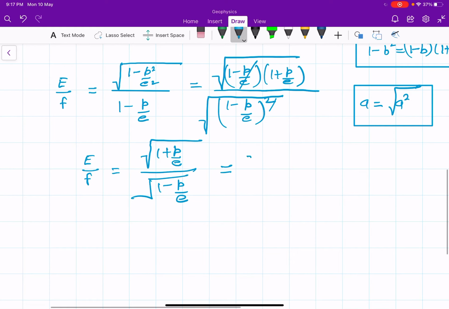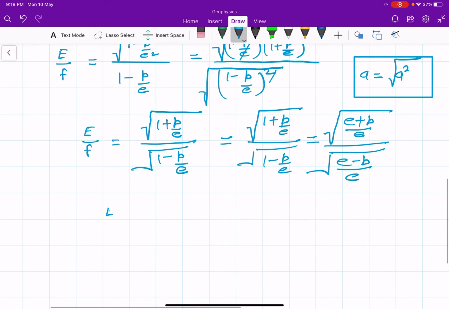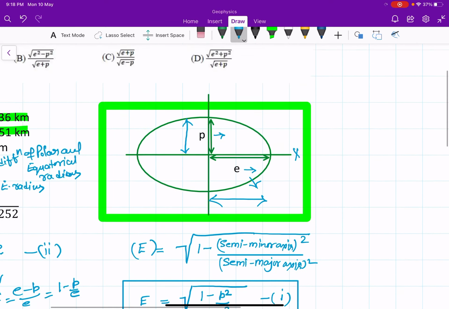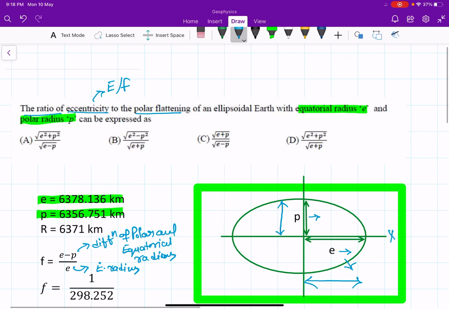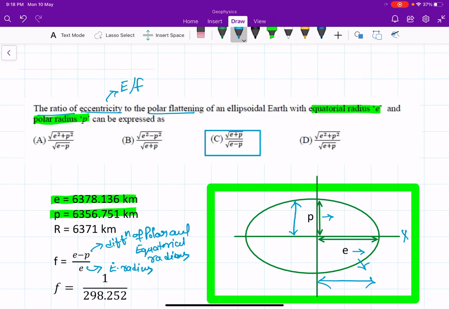So that will equal the square root of 1 plus P upon E divided by 1 minus P upon E. That will equal E plus P upon E divided by E minus P upon E. So e upon F equals the square root of E plus P upon E minus P. So the answer will be option C. This one will be the correct answer.